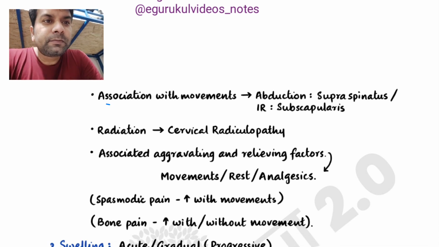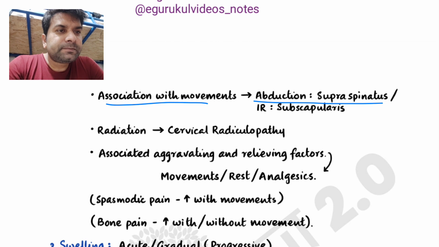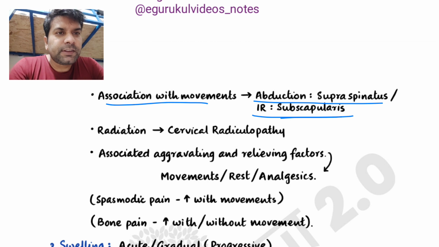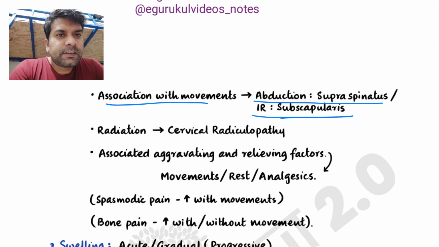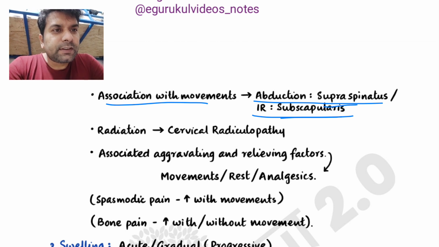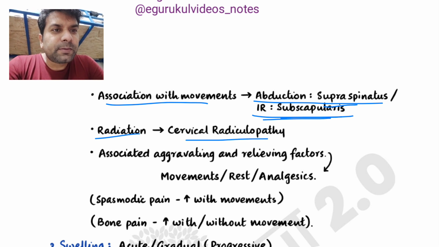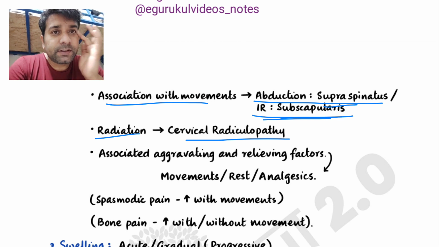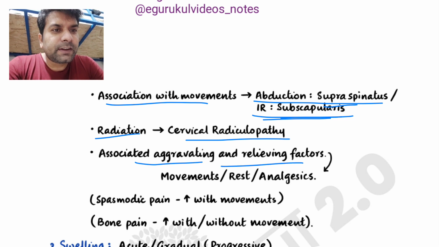Associated with movement: abduction is done for supraspinatus, internal rotation for subscapularis. In your exam, if they ask you about association with movement, in abduction we will test supraspinatus, internal rotation subscapularis. If radiation, it was cervical radiculopathy. Radiated pain, cervical radiculopathy.